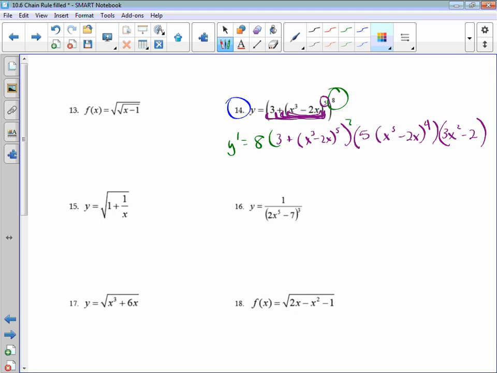It just looks scary. So you can multiply a little here, but there's not a lot to do to get your final answer. Like you can do the 8 times the 5. And then this is still all to the 5th to the 7th. And then x to the 5th minus 2x to the 4th. And then 3x squared minus 2.